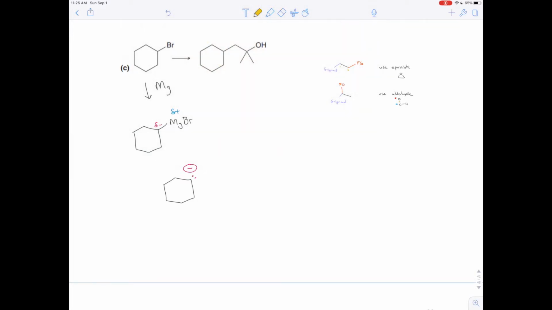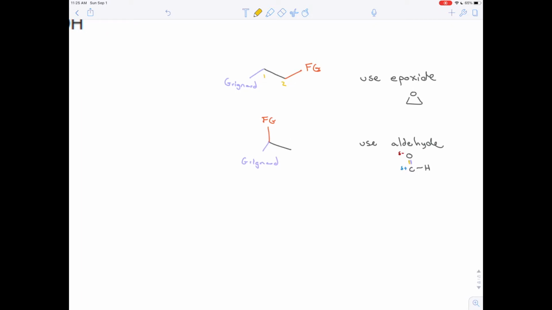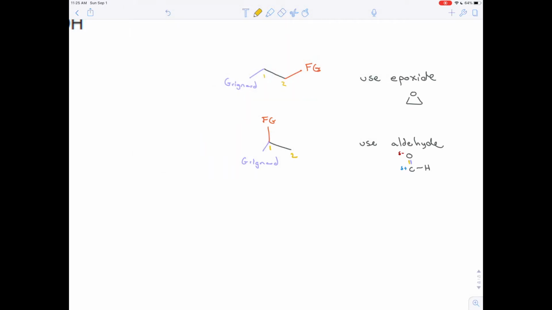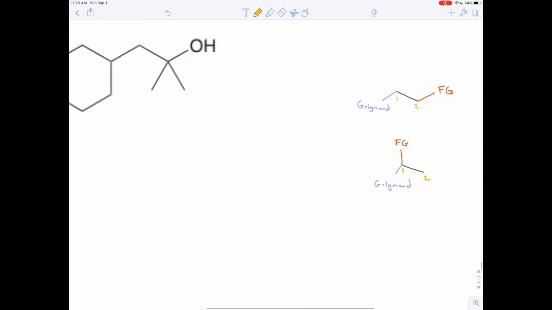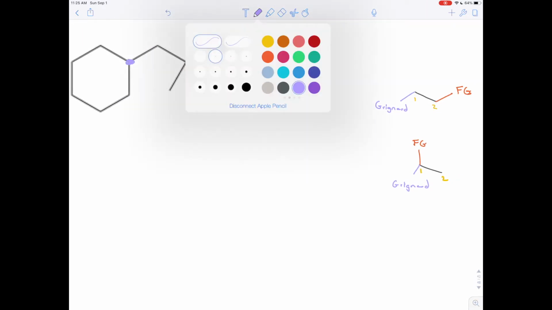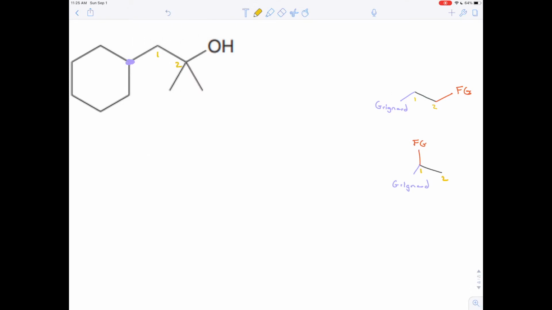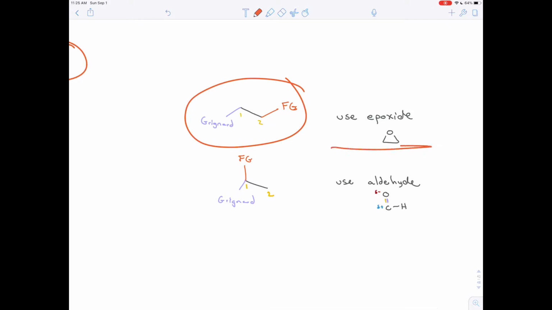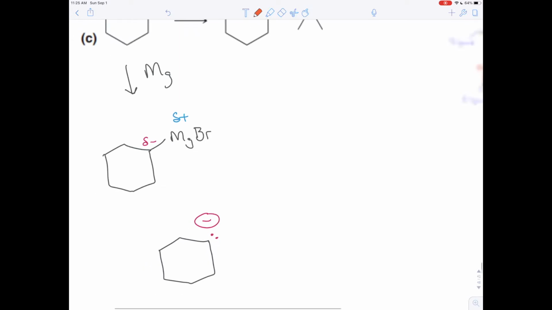Whenever you add a Grignard, look to see if your functional group is on the carbon attached to the same carbon that the Grignard attacked, or one carbon away. So here, this was where our Grignard reagent is, and we have 1 and 2 there. Notice the functional group is on 2, and so that's a sign that we would use an epoxide. So we're going to use an epoxide again with this one.